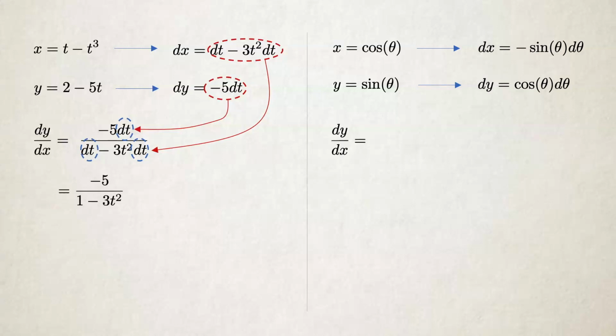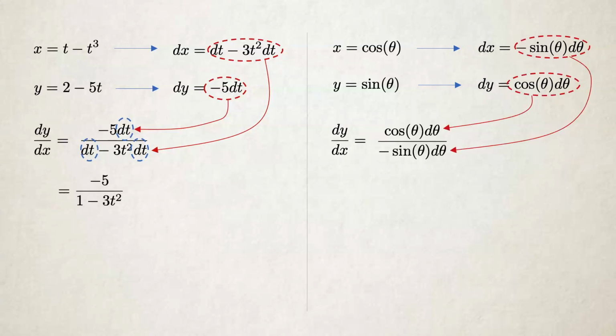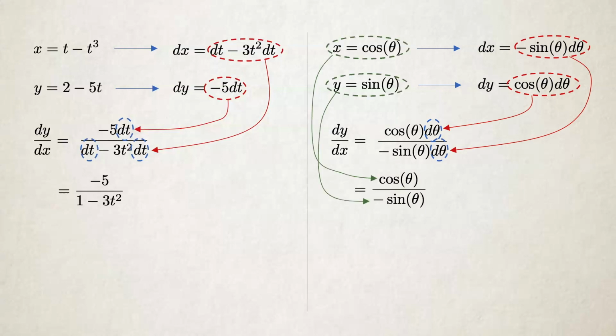Now to find the derivative dy dx, simply put dy on the top and dx on the bottom, which is cosine theta d theta over minus sine theta d theta. Note that d theta are common factors on top and bottom, so you can cancel them. Then you get cosine theta over minus sine theta. Note also that cosine theta is x and sine theta is y. So we get x over minus y, which is the final answer.